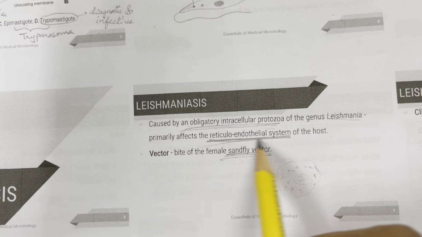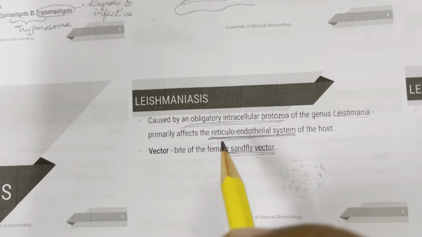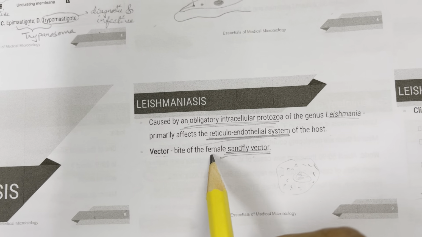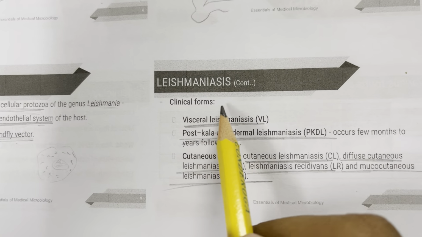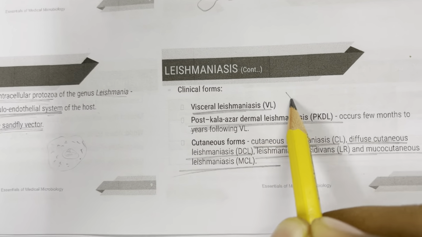It primarily affects the reticuloendothelial system of the host. The vector is the bite of the female sandfly. Desert. So what are the clinical forms? You have visceral leishmaniasis, post-Kala-Azar dermal leishmaniasis or PKDL, and then cutaneous forms such as cutaneous leishmaniasis and mucocutaneous leishmaniasis.